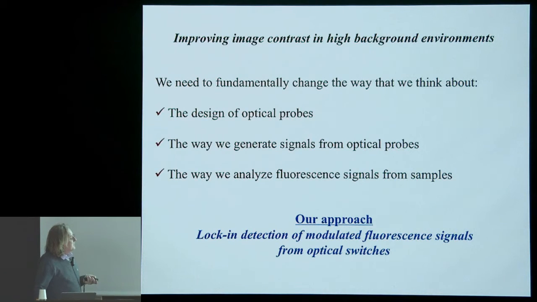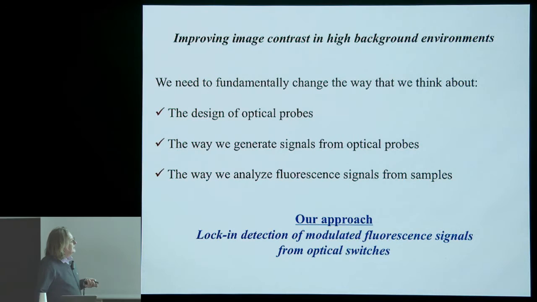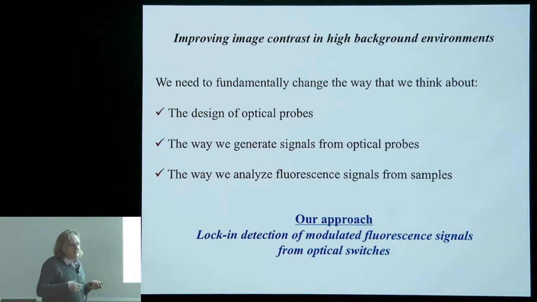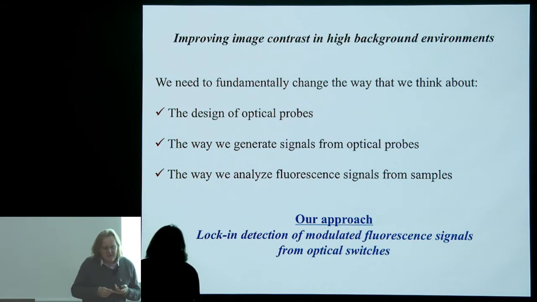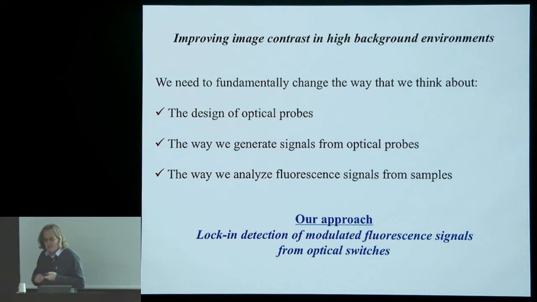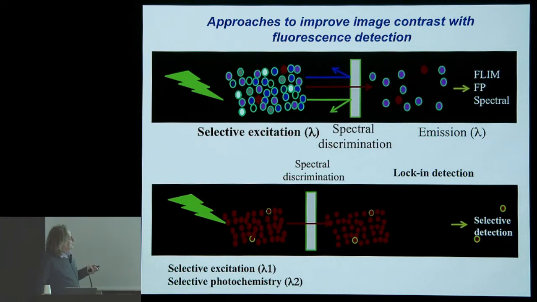So we have developed, or we recognize this problem, and we actually are using optical switches like the one I described earlier as a way to improve the signal to noise of a specific probe in a very dirty environment. And it's actually using lock-in detection of that modulated fluorescence signal that we generate using a two-state optical switch. Okay, so this can be shown here.